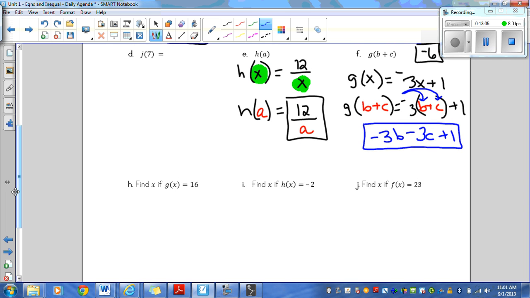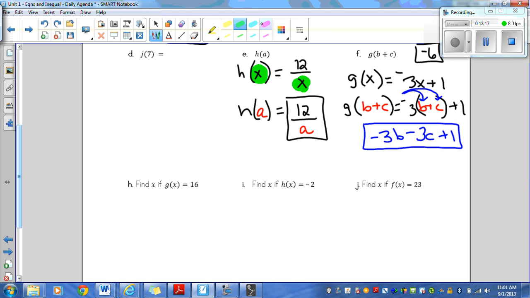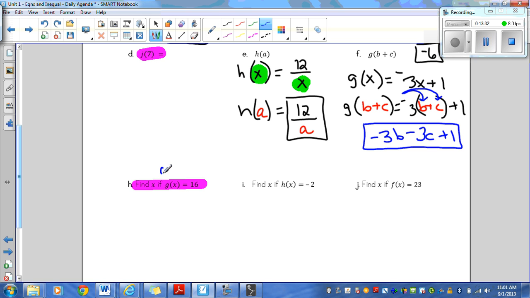Now this is interesting. Find x if g of x is equal to 16. Very different from the one above. Let me use purple. For h of a, I'm telling you what x is. For this one, find x if g of x is equal to 16, I'm telling you what's coming out. I'm telling you the output. I'm telling you the y value. This is the input.